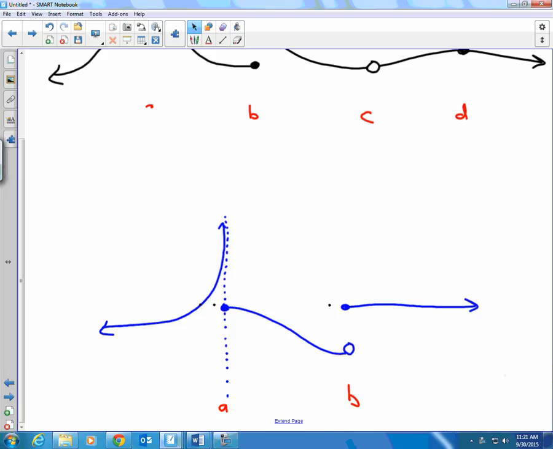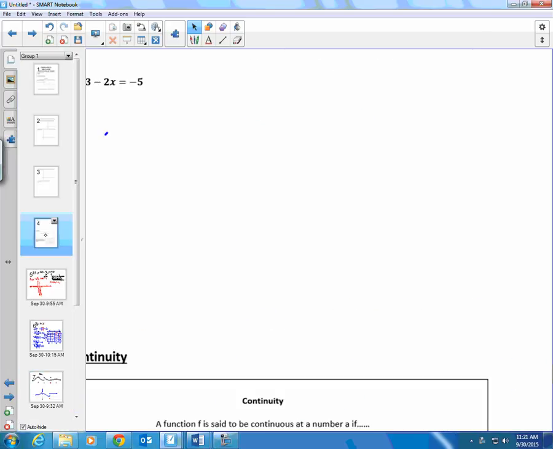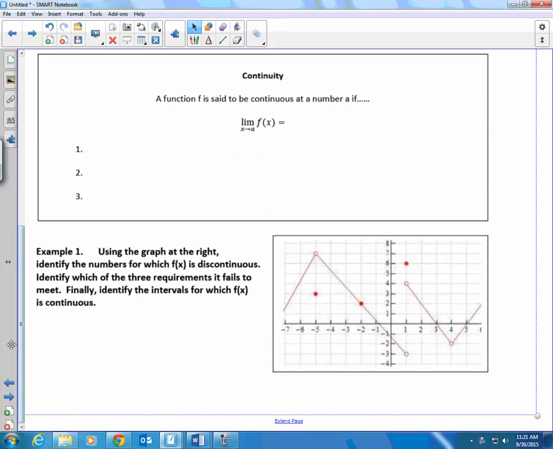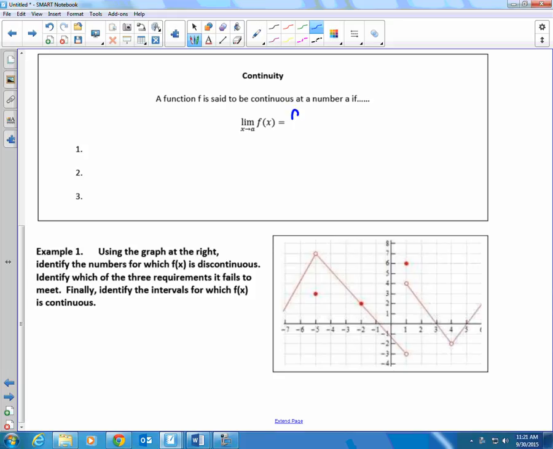Okay, here we go. Continuity. A function f is said to be continuous at a number a if the limit as x goes to a of f of x is equal to f of a. Now, some books write it like that, but I like to break it down into three separate pieces.